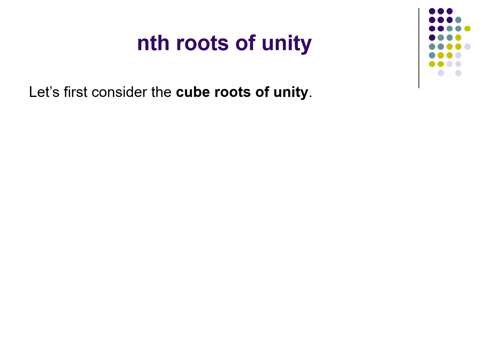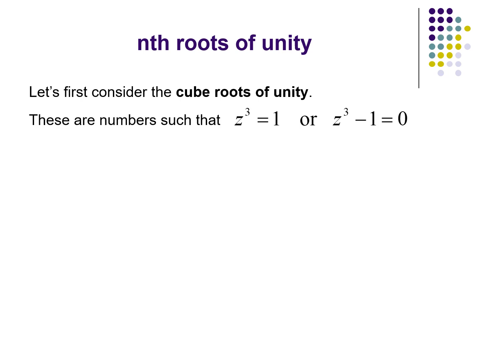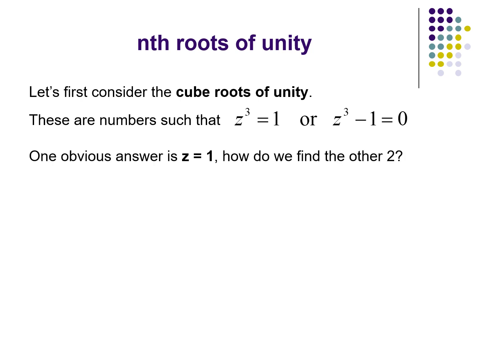Let's start first of all with the cube roots of unity. What do I mean by that? Well, unity is just the number 1. Okay, so what I'm wanting us to find is complex number z such that z cubed is 1. So basically z is the cube root of 1. Okay, you're probably realizing that there's one easy answer that we can come up with, which is actually a real number, which is z equals 1. How do we find the other two?